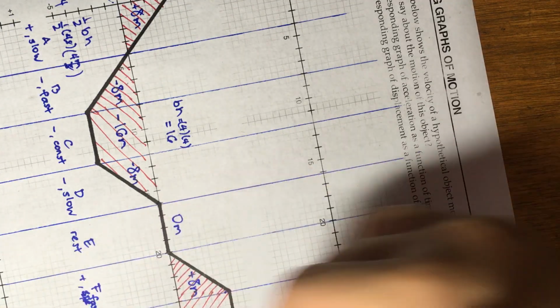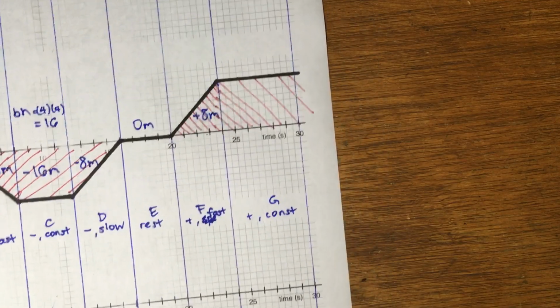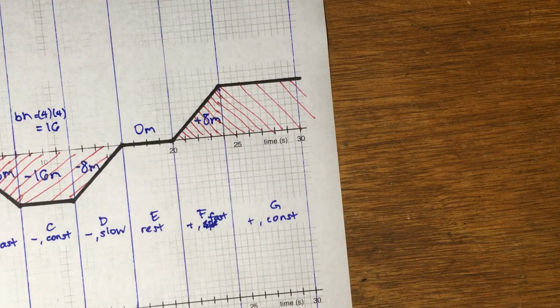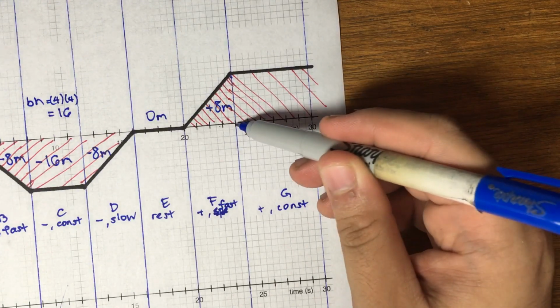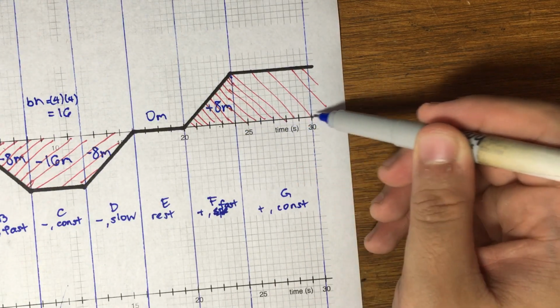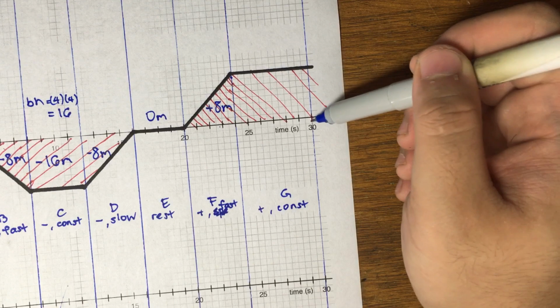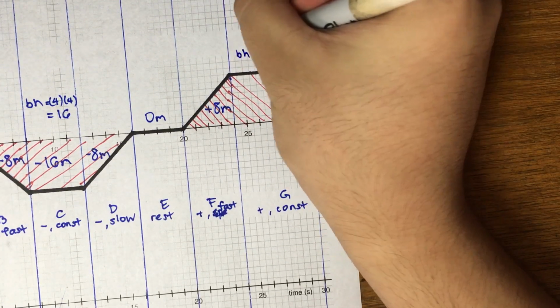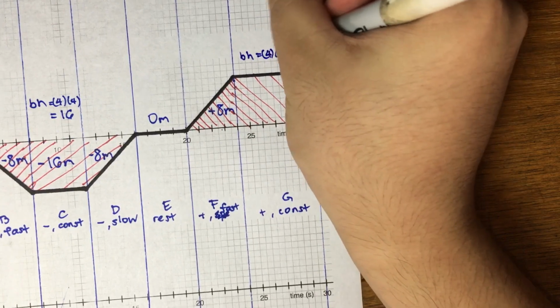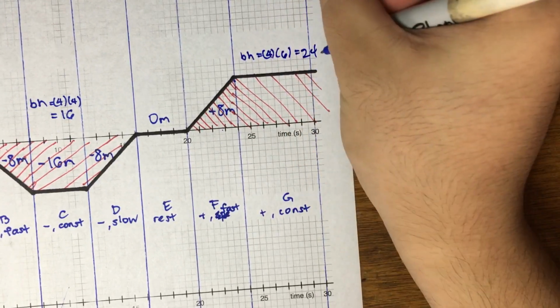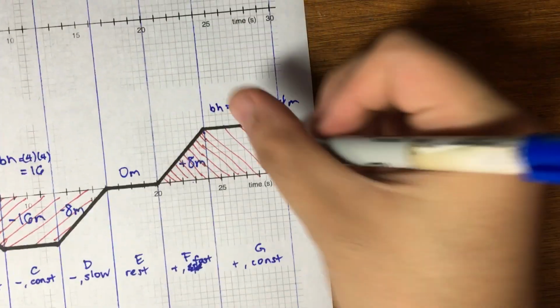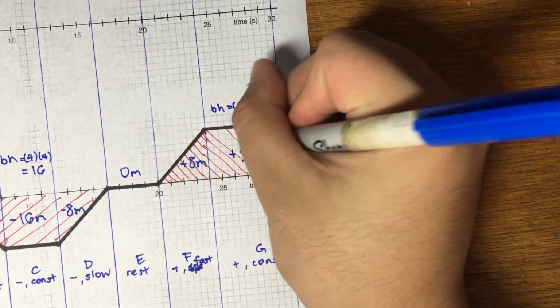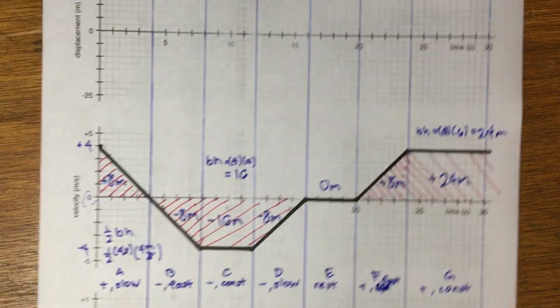I'll just cap it off here just so it has an end point. Okay, and this time it's not 4 meters across but 6 meters, or 6 seconds. 1, 2, 3, 4, 5, 6 seconds is the base. The height is still 4 meters, and therefore base times height, 4 times 6, gives me 24 meters. So this one has a positive 24 meter displacement.